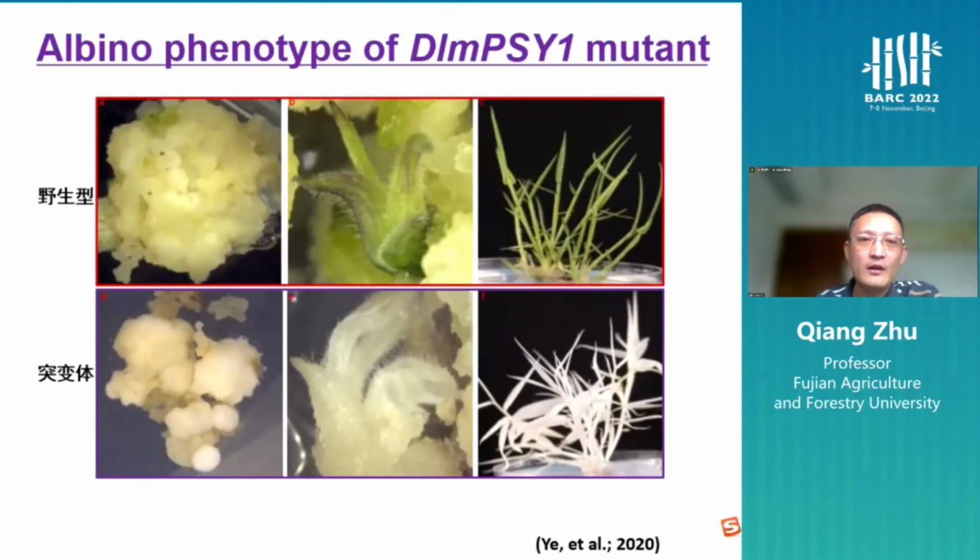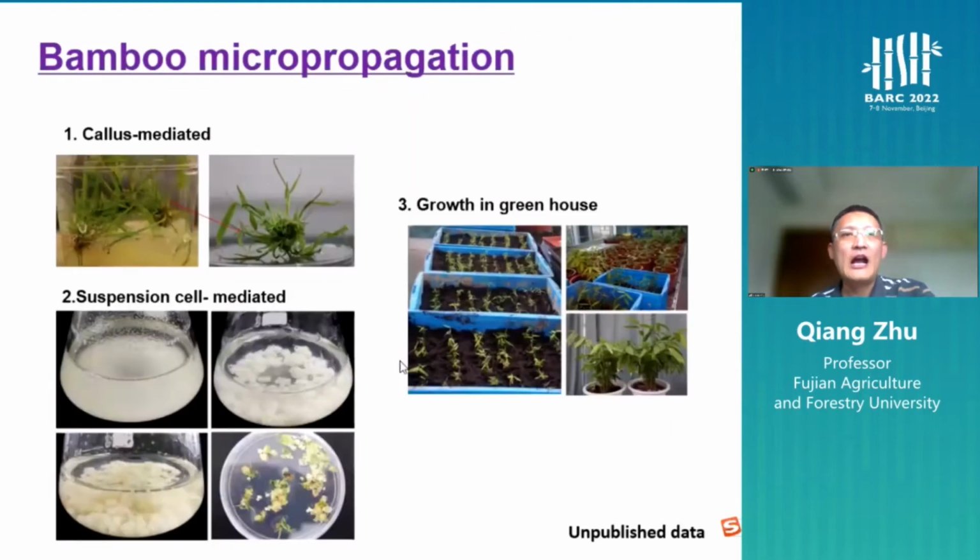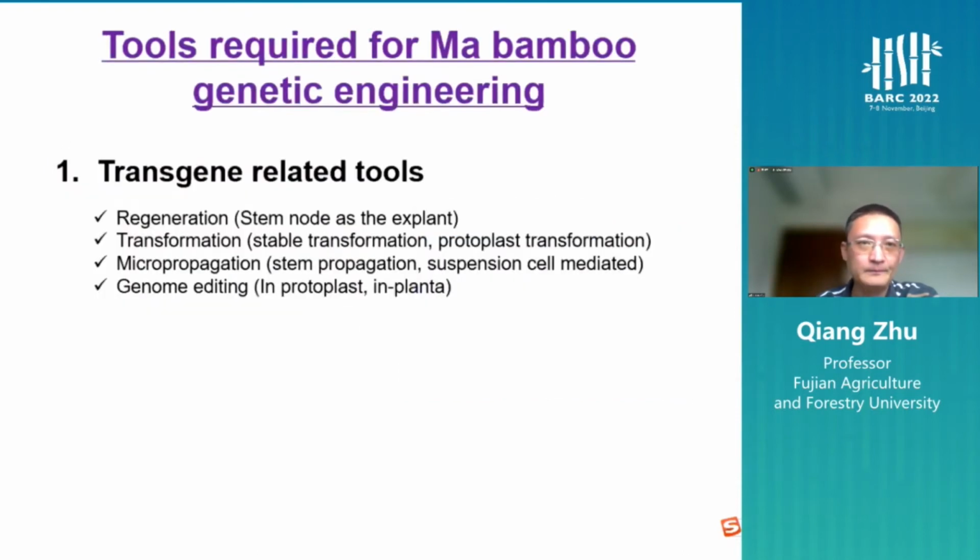For the PS51 gene, if we mutate all 3 copies, we will see the albino phenotype from the beginning, from the tissue culture stage here. So after you get the transgenic lines, you need to propagate. In my lab, we have 2 ways to propagate. One is callus-mediated, another we use the suspension cell-mediated. With these methods, you can easily propagate.